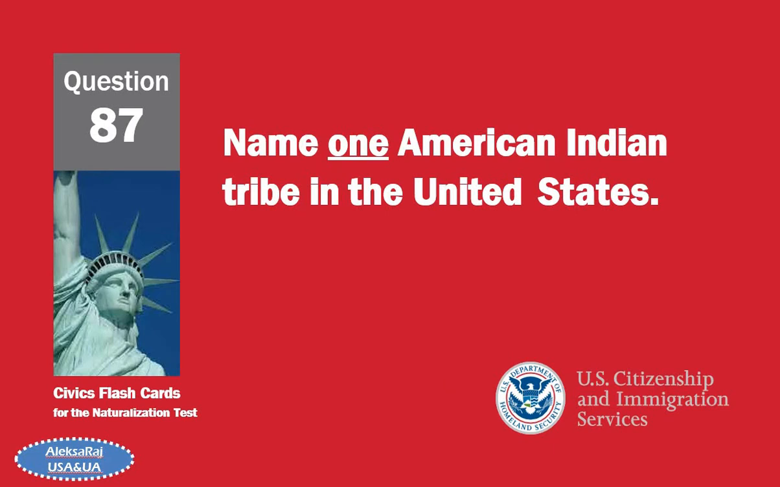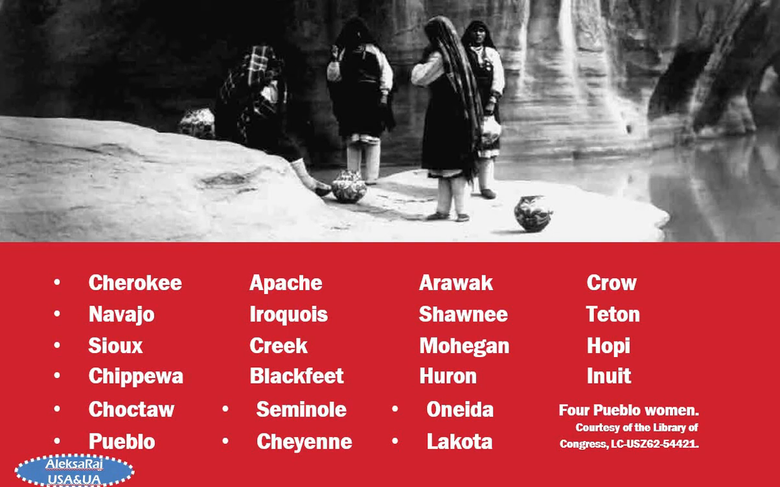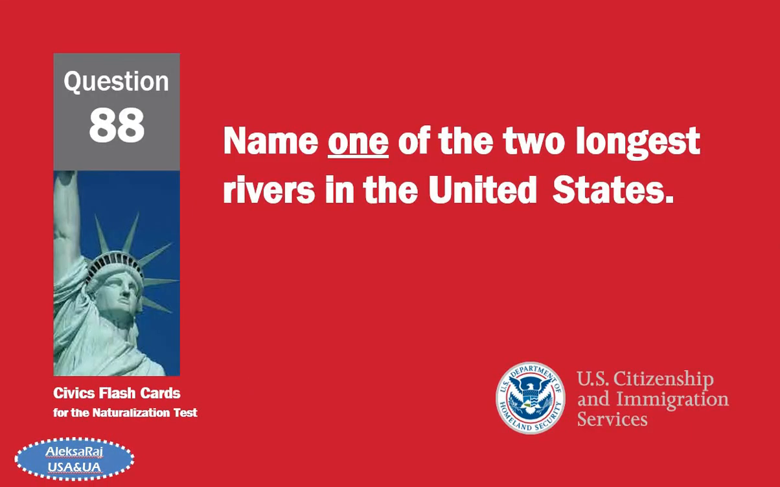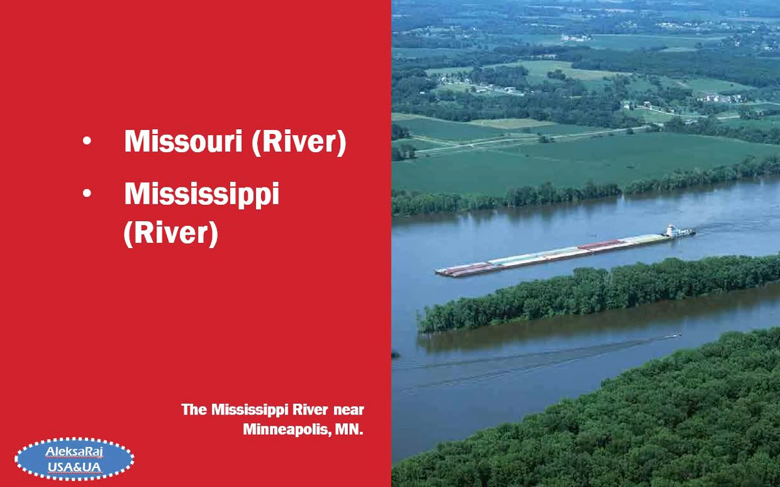Name one American Indian tribe in the United States. Cherokee, Navajo, Sioux, Chippewa, Choctaw, Pueblo, Apache, Iroquois, Creek, Blackfeet, Seminole, Cheyenne, Arawak, Shawnee, Mohegan, Huron, Oneida, Lakota, Crow, Hopi, Inuit. Name one of the two longest rivers in the United States. Missouri River, Mississippi River.